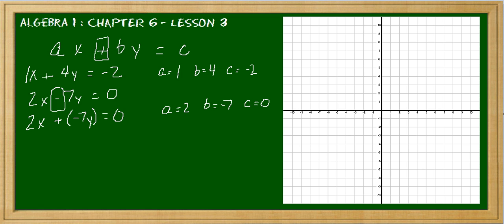You'll probably get much more proficient with it, and you'll simply see that without having to rewrite it. You'll say 2, that's a negative 7, and this is 0. You didn't necessarily have to rewrite it, but you must be very careful that you don't just bypass that minus sign and say that 7 is the value of b.